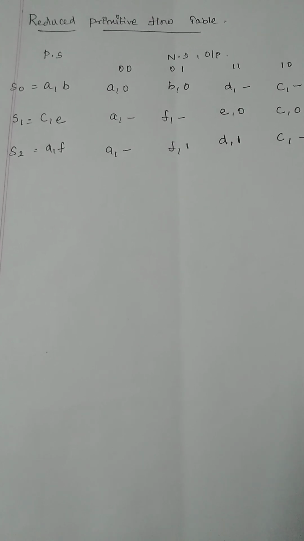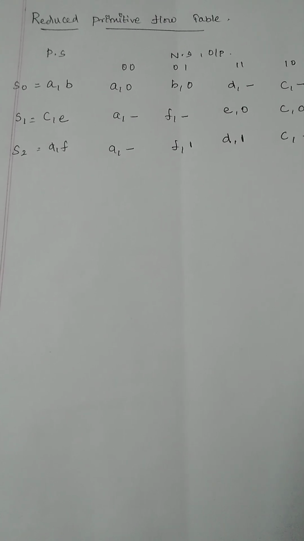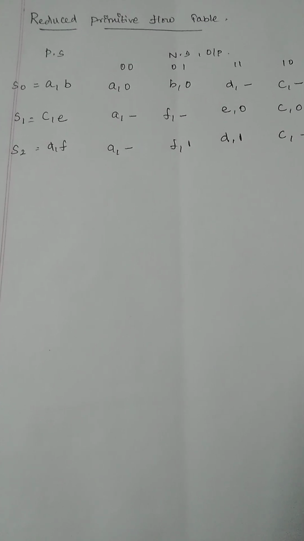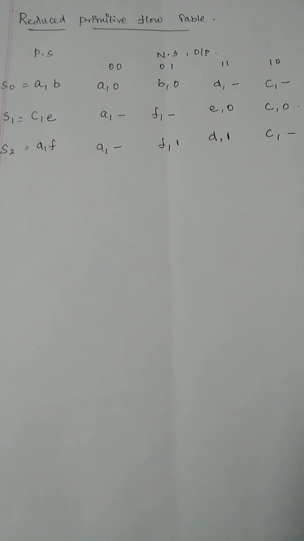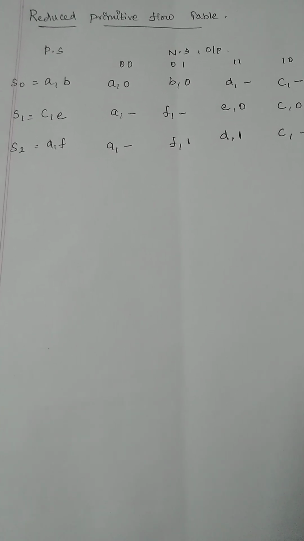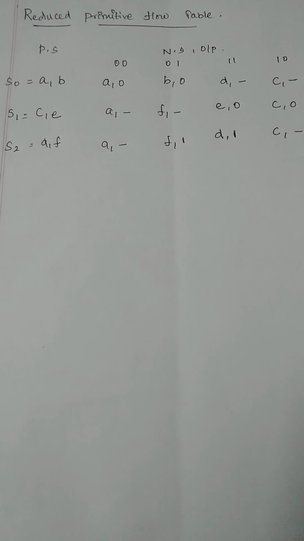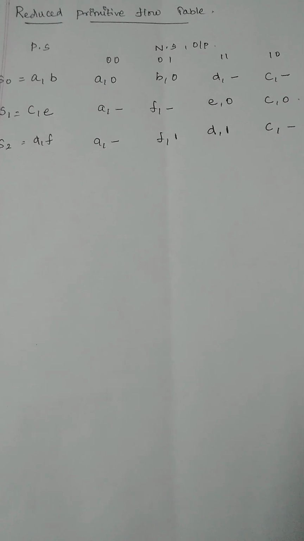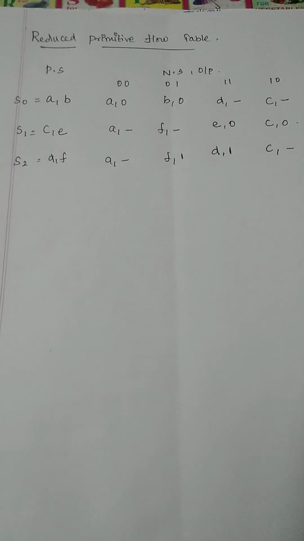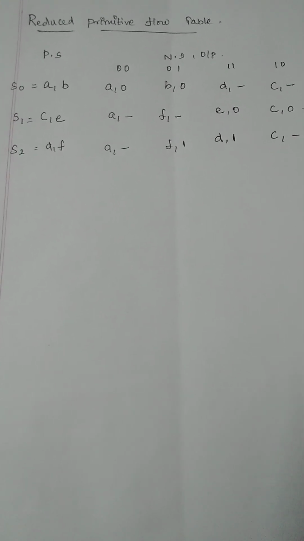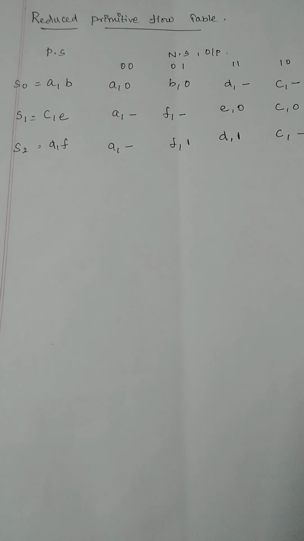For S1, C comma E is going to be the same. So 0 0 means A comma dash, 0 1 means F comma dash, 1 1 means E comma 0 and C comma 0. S2 means D comma F: A comma dash, F comma 1, D comma 1 and C comma dash. This is the reduced primitive flow table. We have reduced it from the primitive flow table.